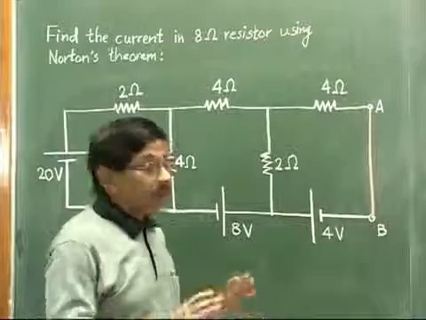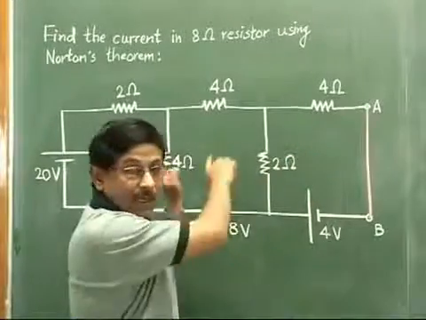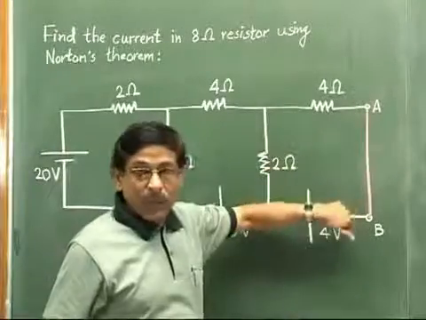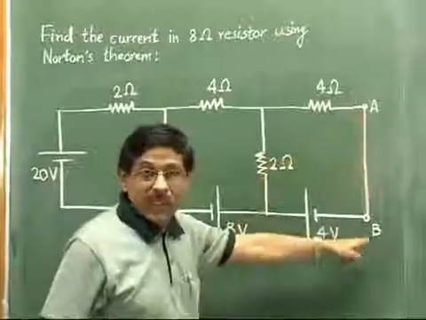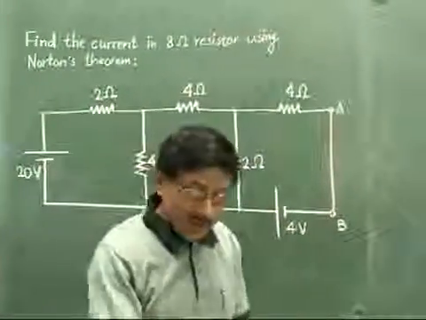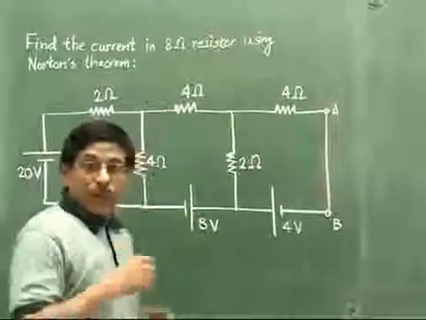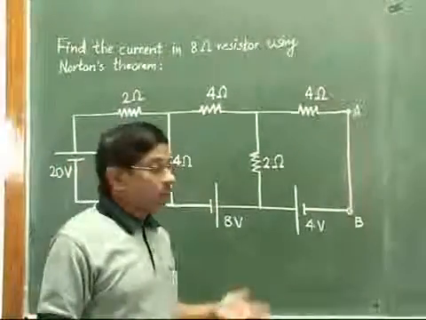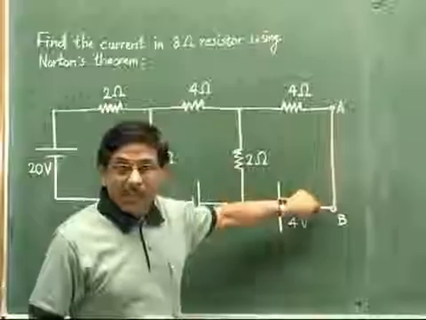What we have done is, after removing the load resistor, whatever circuit we are getting with the 2 open ports, we will just short them temporarily. And now our job is very simple. We use simple Kirchhoff's laws to find out the current flowing through this shorted branch.